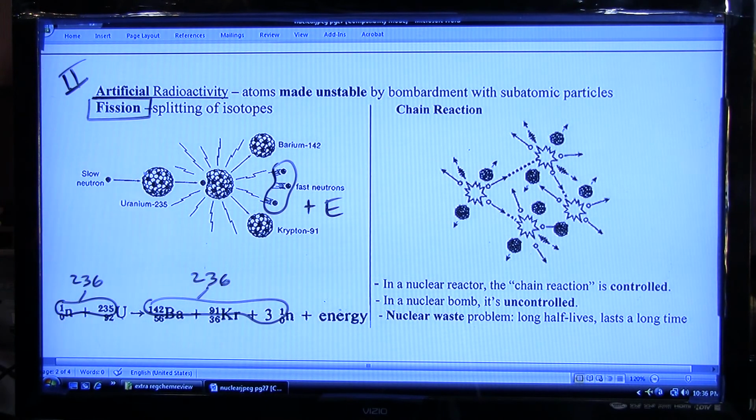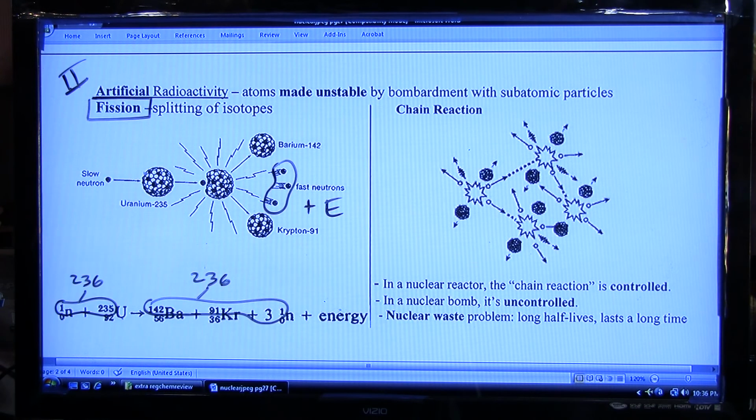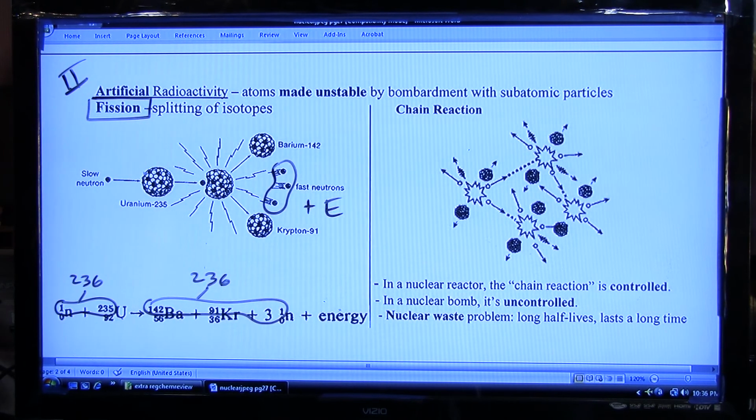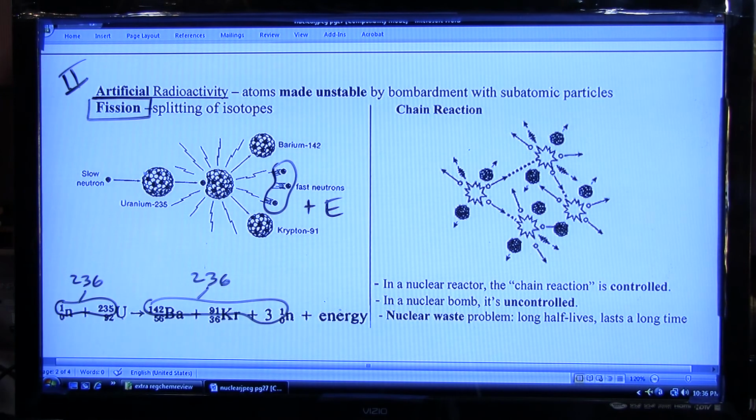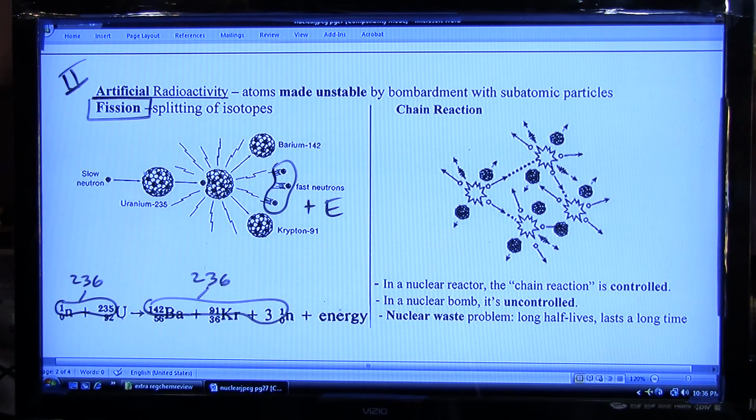Now, if you play back the tape, I said that mass is converted to energy, and so when you first look at this, you might say, well, there's no mass missing. But technically, when you weigh these isotopes to the 3rd and 4th decimal place, you'll find that there is a small amount of mass missing. In fact, that's referred to as the mass defect, and it's that small amount of mass that's converted to a lot of energy in a nuclear reaction.